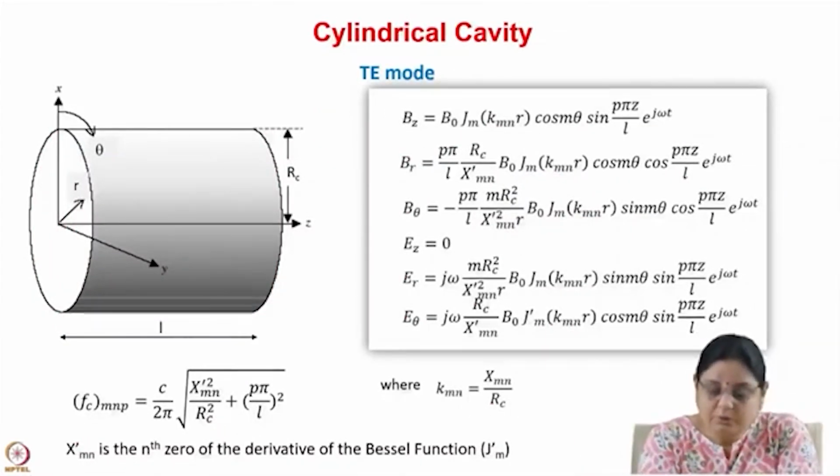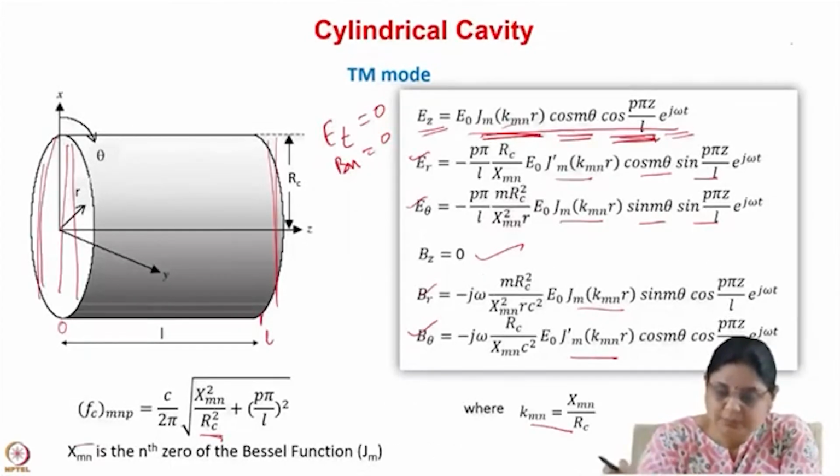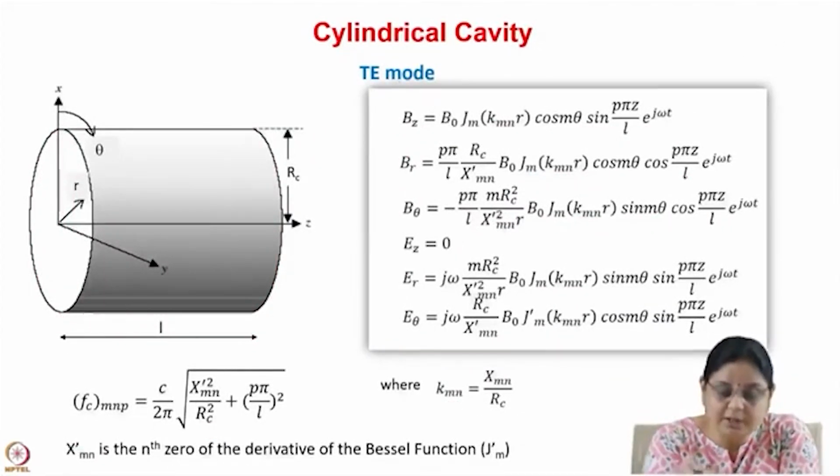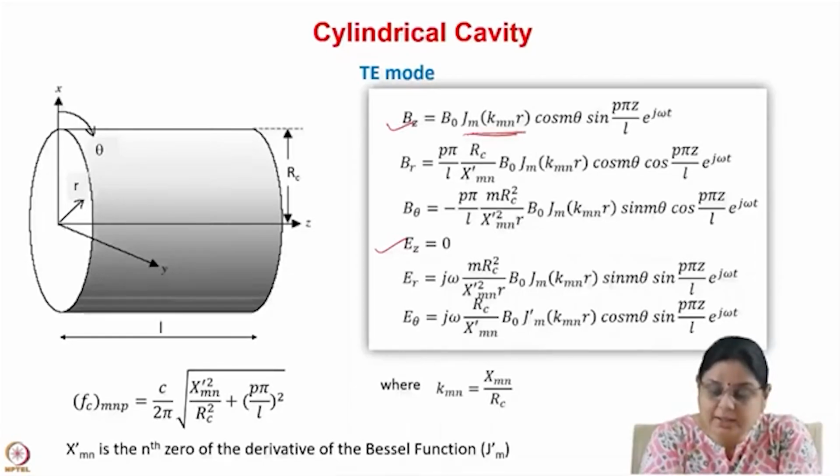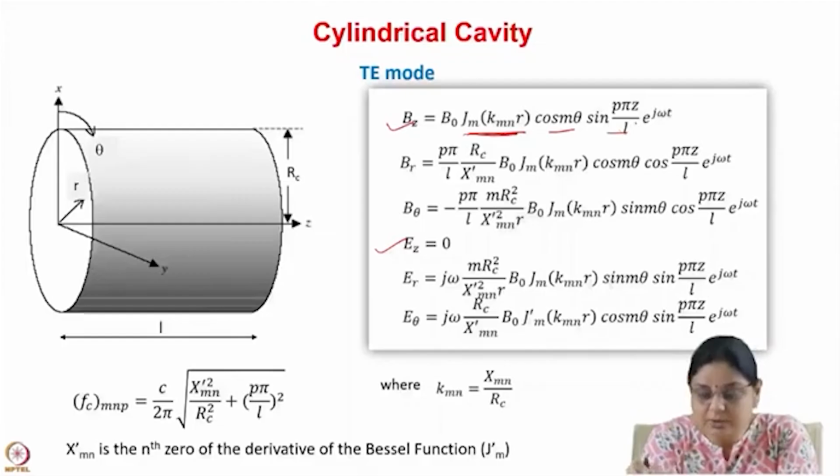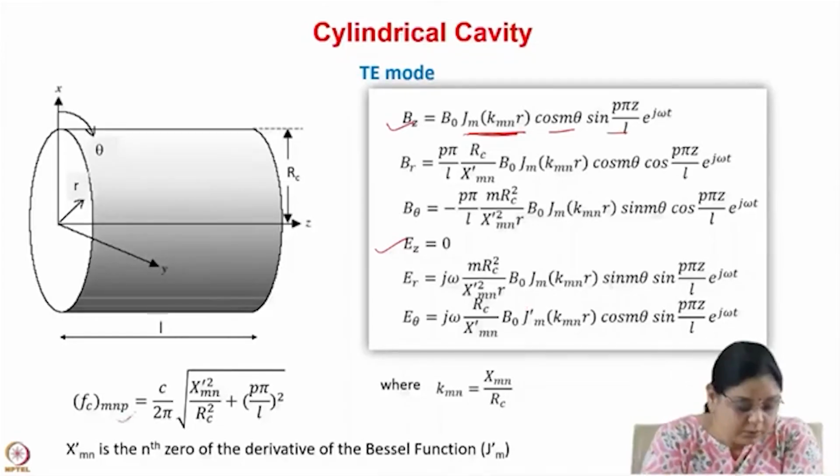Similarly, you can solve for the TE mode. In this case, Ez is equal to 0, and you can find out the value of Bz. Again, Bz has a Bessel function dependence in the radial direction, and in the theta and Z directions it has cosine and sine variations. This is true for all the components. So you can find out the cutoff frequency here.